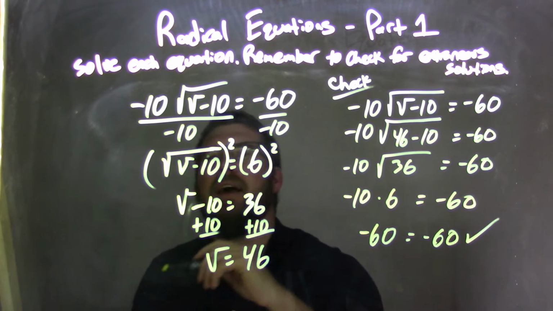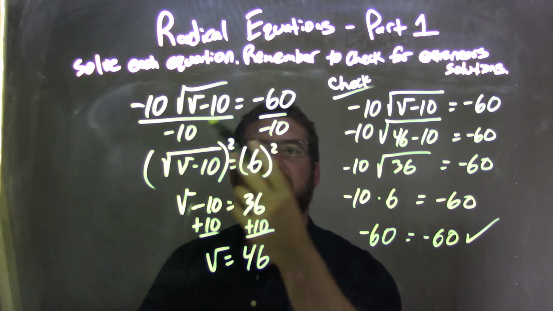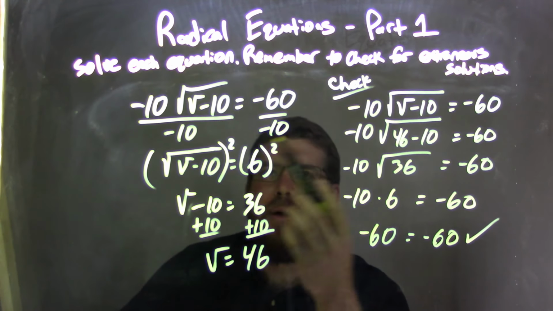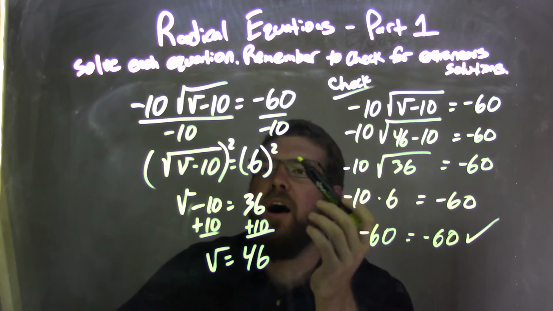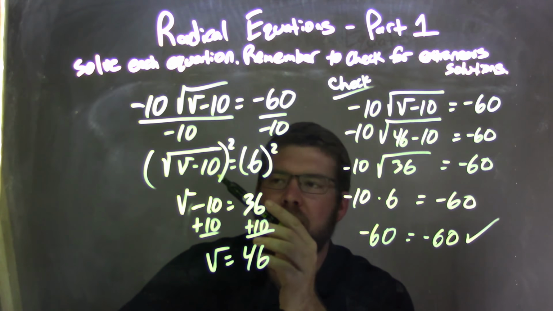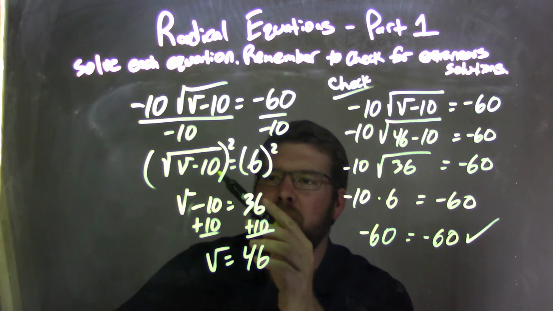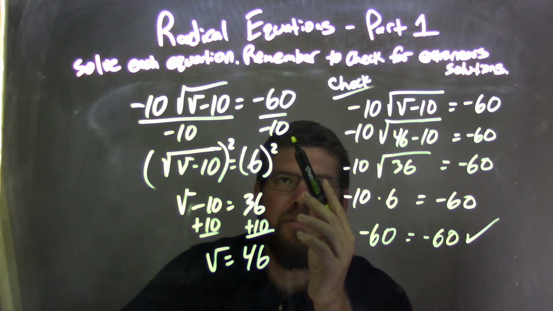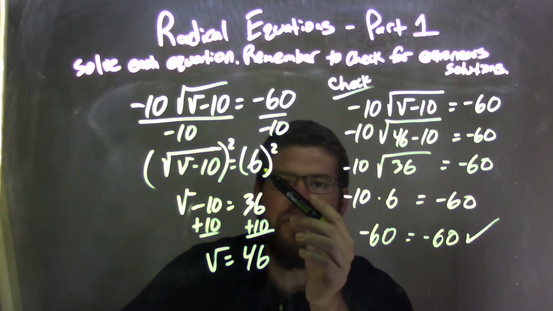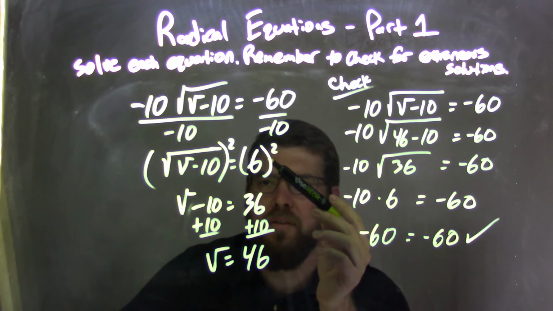We're given our equation, negative 10 times the square root of v minus 10 equals negative 60. I divided by negative 10 on both sides to leave the square root by itself, so I then have the square root of v minus 10 equals 6, right? Negative 60 divided by negative 10 is a positive 6, right? A negative divided by a negative is a positive.